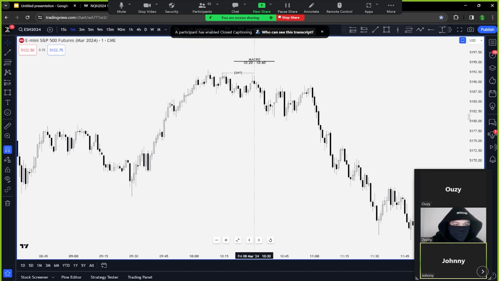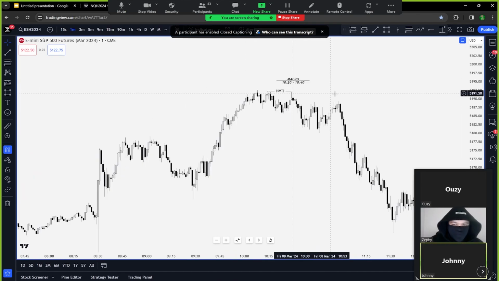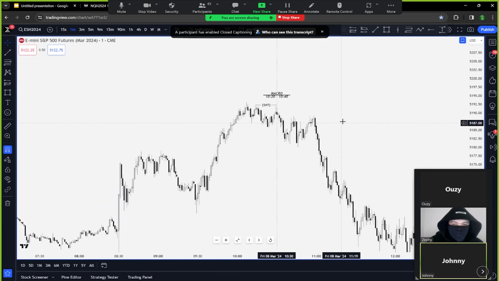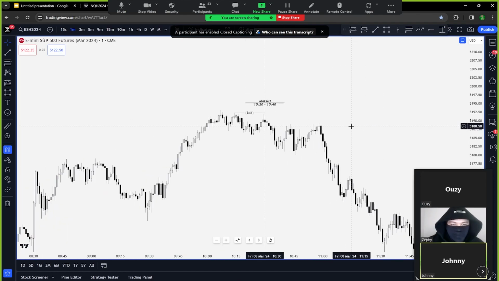You know what's crazy is that SMT right there occurred during Q4. Yeah, 10:30. Wild. So how do I trade my model? Well, it's very simple, and it's very hard to do because you're not really used to entering off SMTs. I'm sure most of you are used to entering off a PD array, such as a fair value gap, order block, and all that kind of stuff.